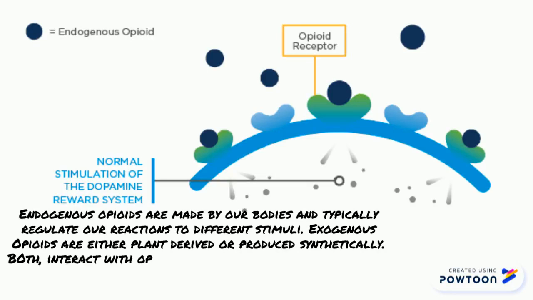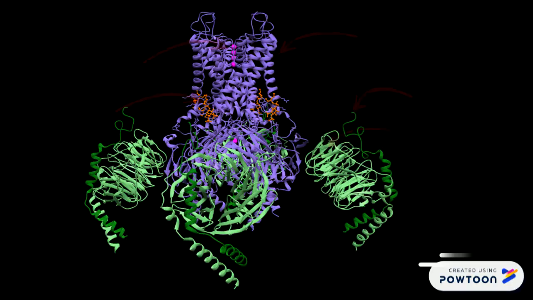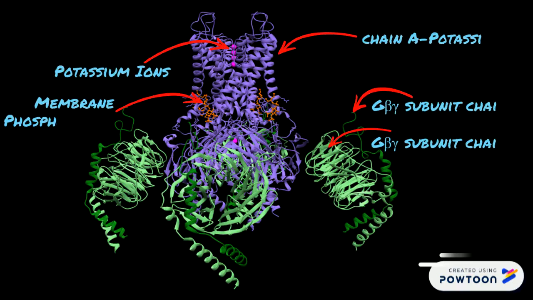Both interact with opioid receptors present on the pre- and postsynaptic membranes. From there, they can stimulate and inhibit protein functions. Opioids can also modulate neuronal pathways by modifying the action of potassium channels. This is the structure 4KFM which can rectify the potassium channel.